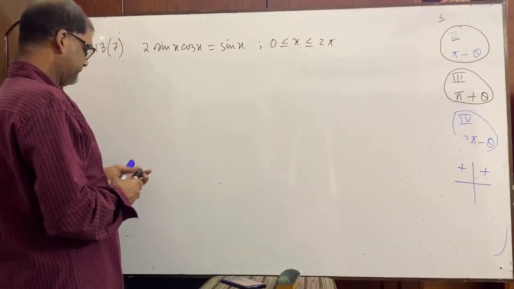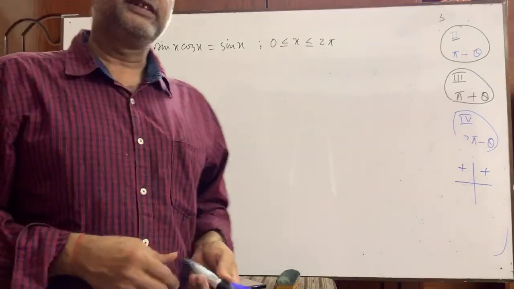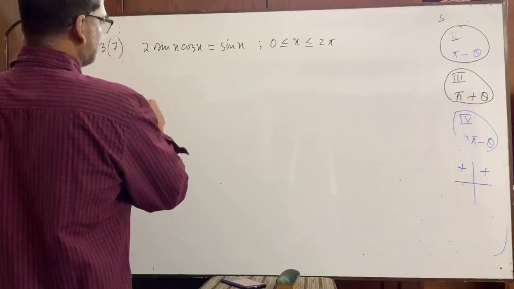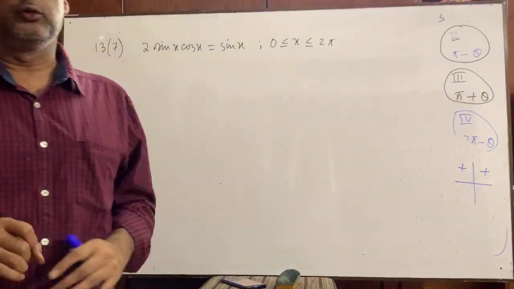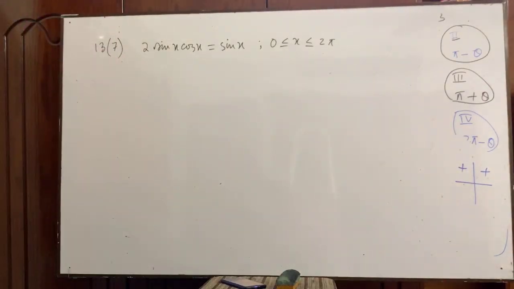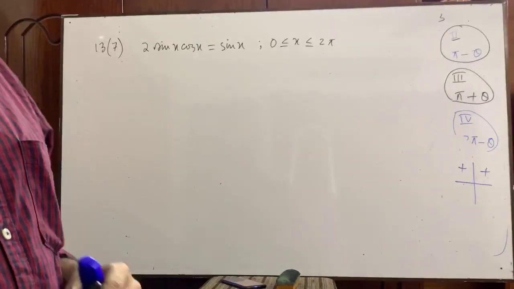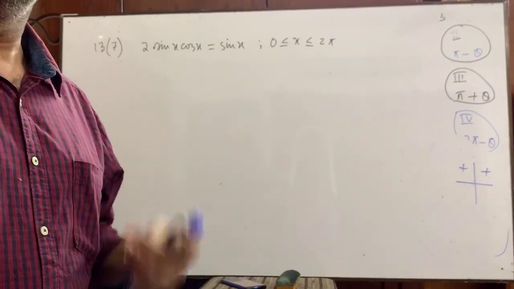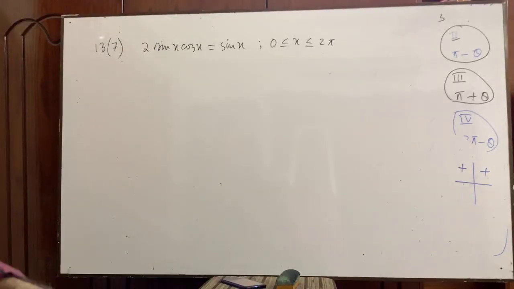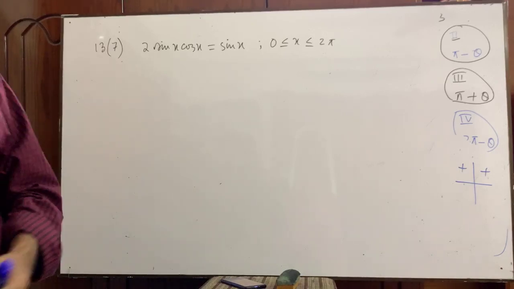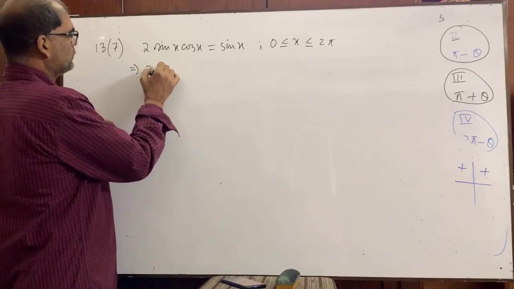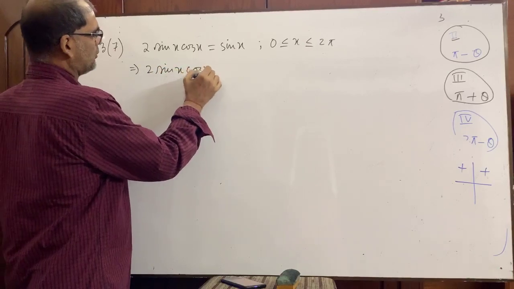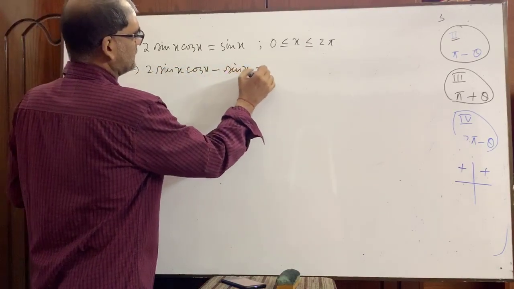Now you see, many students have a tendency to cancel this and this. Please don't cancel it, okay? Then you won't get the value. Actually, nothing with a variable is cancelled from the numerator, okay? They are in the numerators, so you cannot cancel them. Now we get 2 sin x cos x minus sin x equals 0.